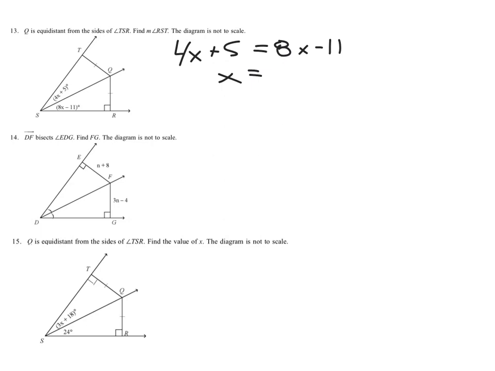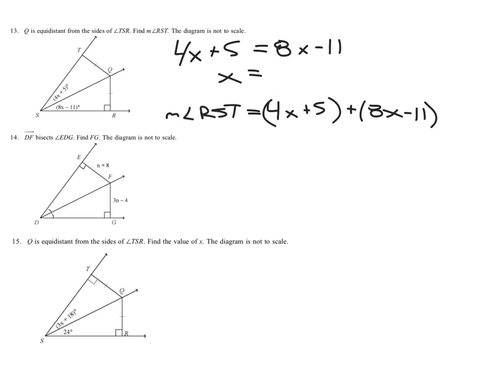Then, once you solve for that, you will say, okay, well now I need to know what RST is. So RST, the measure of angle RST, is going to equal the two smaller angles added together, 4x plus 5 plus 8x minus 11. And you'll need to do those calculations yourself. I'm not going to do them here, but that's the idea.